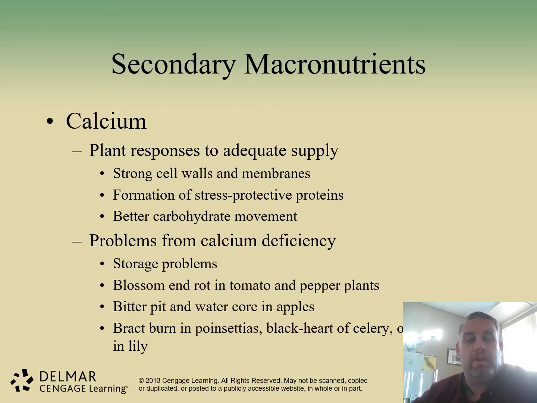So the secondary macronutrients, first we'll start with calcium. Calcium is used to build strong cell walls and membranes. It helps with the formation of stress protective proteins. So basically, just like us, calcium makes the plant stronger. The problems with calcium is it can have storage problems. Telltale sign in tomatoes is blossom end rot, which will be a black rotting on the underside of the tomato.